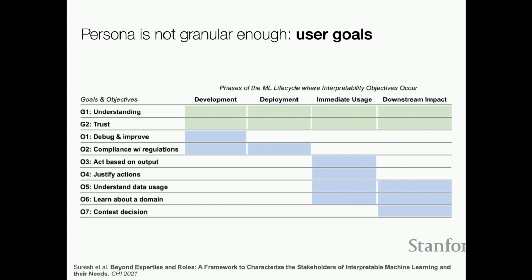So whenever we want to make this kind of top-down characterization, the granularity, the level of abstraction, is the key question. How do we make actionable enough recommendations? Recent work, for example, this work that came out of MIT by Suresh et al., proposed that the persona is not granular enough. For example, a decision maker at different usage points may want different explanations because they have different goals.